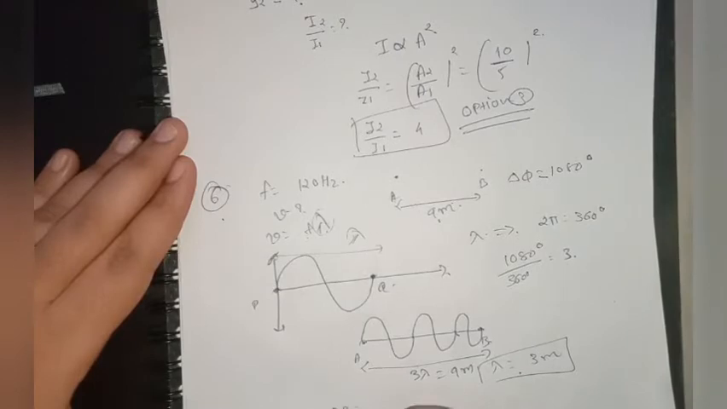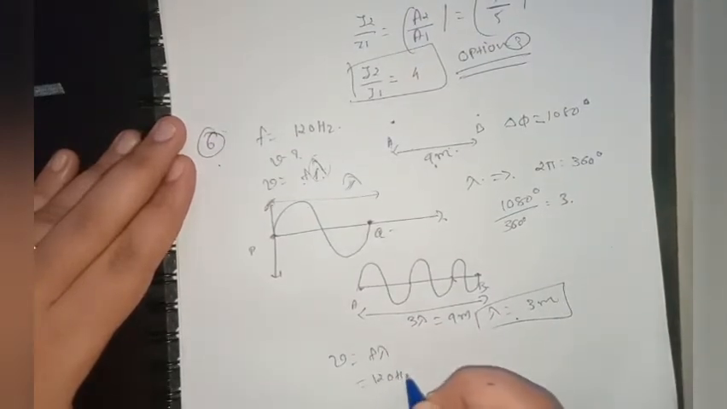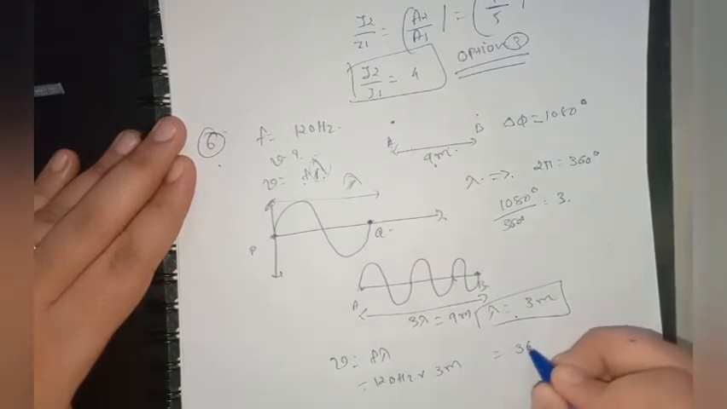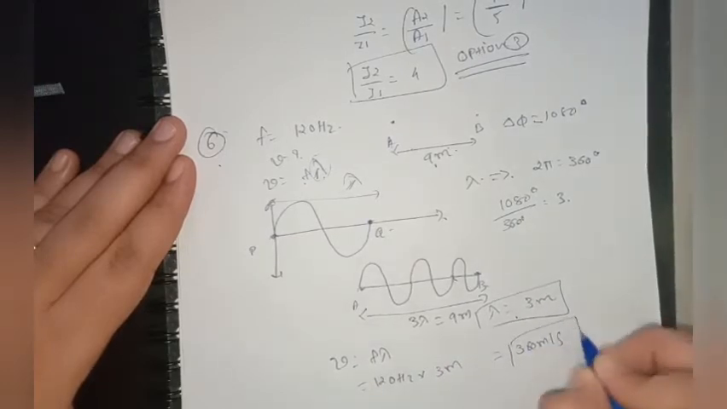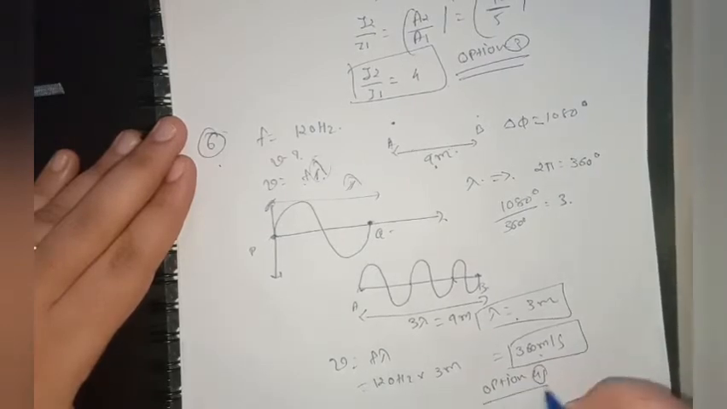Now v is equals to f lambda. f is given as 120 Hz and lambda is 3 meter. So velocity will be 360 meter per second. So option 4 is correct option.